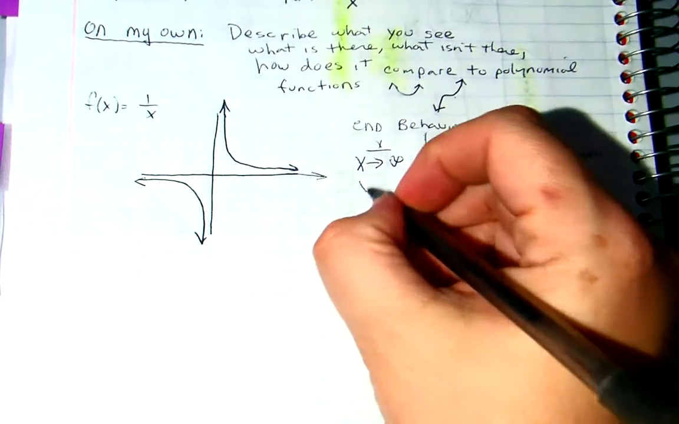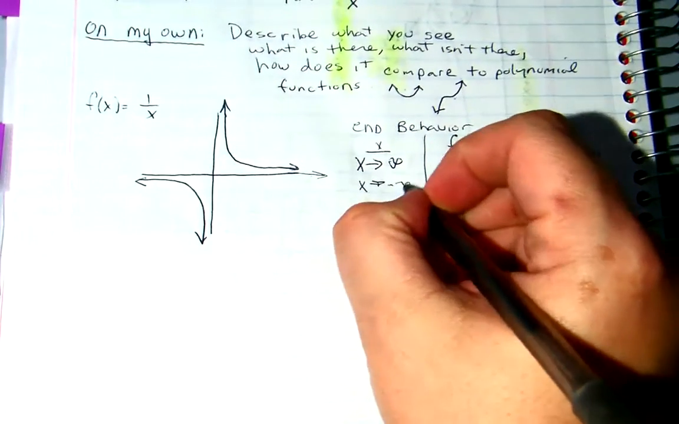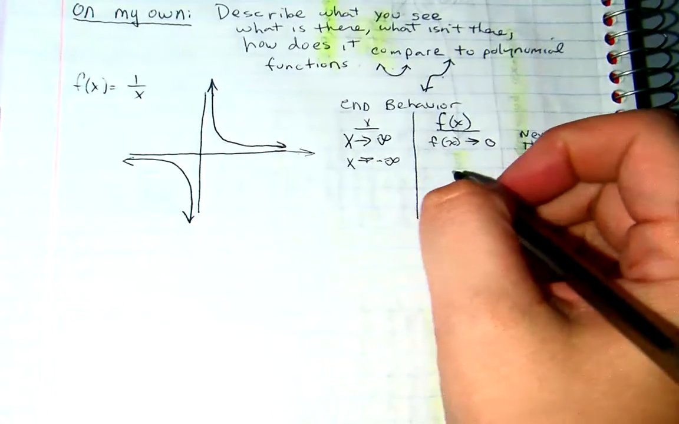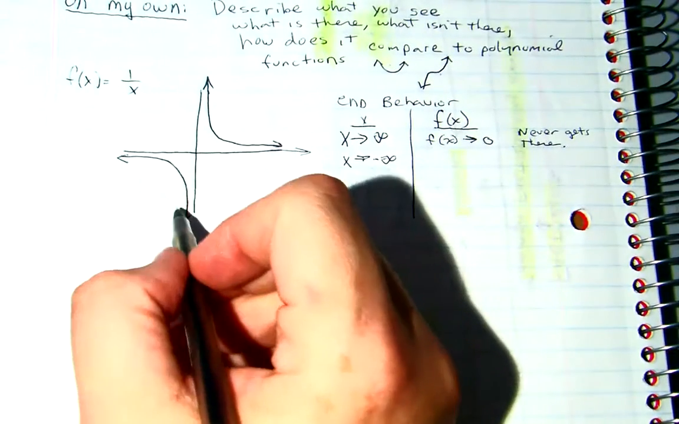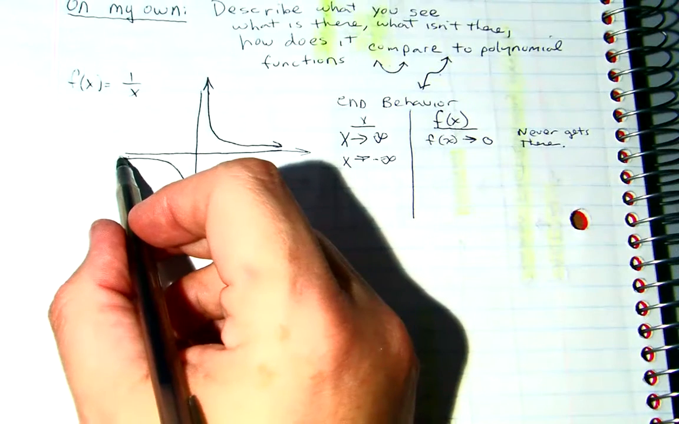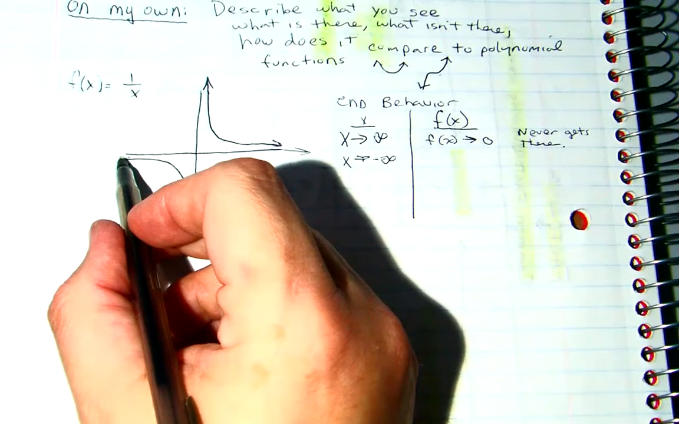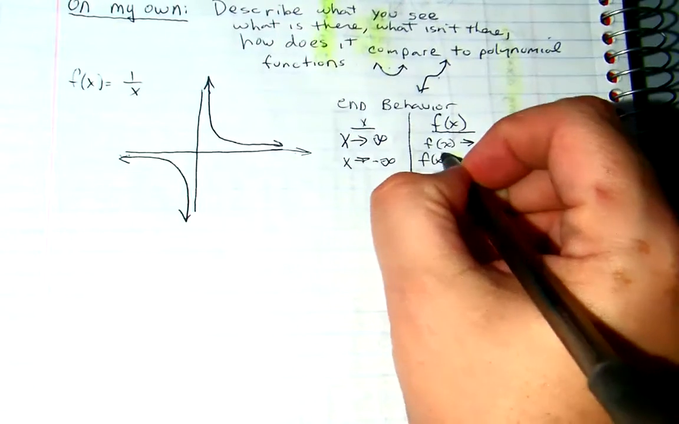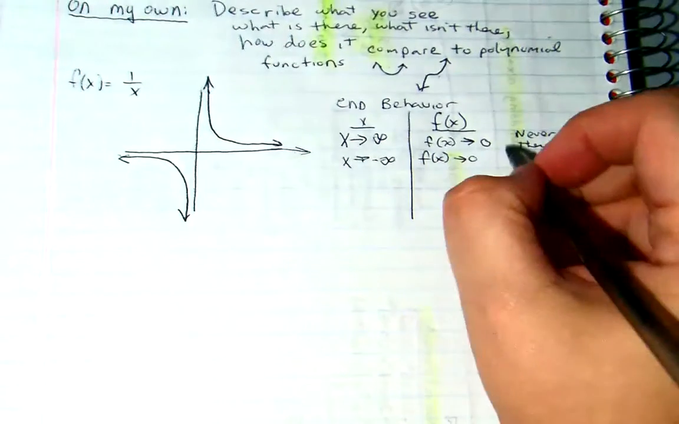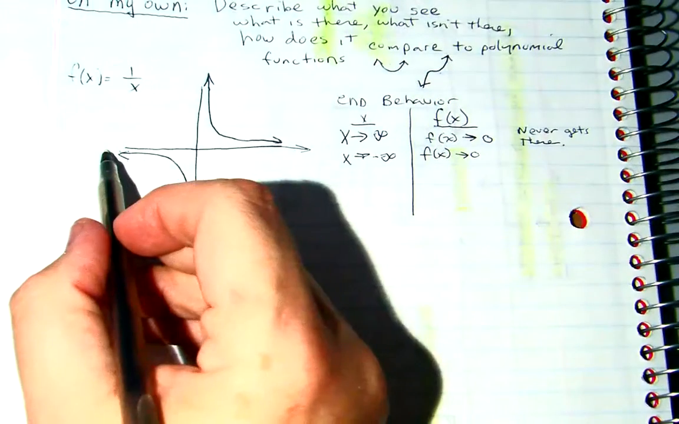What happens when x goes to negative infinity? As x goes to negative infinity, what is f of x going towards? It's going towards 0 again. Is it ever going to get there?